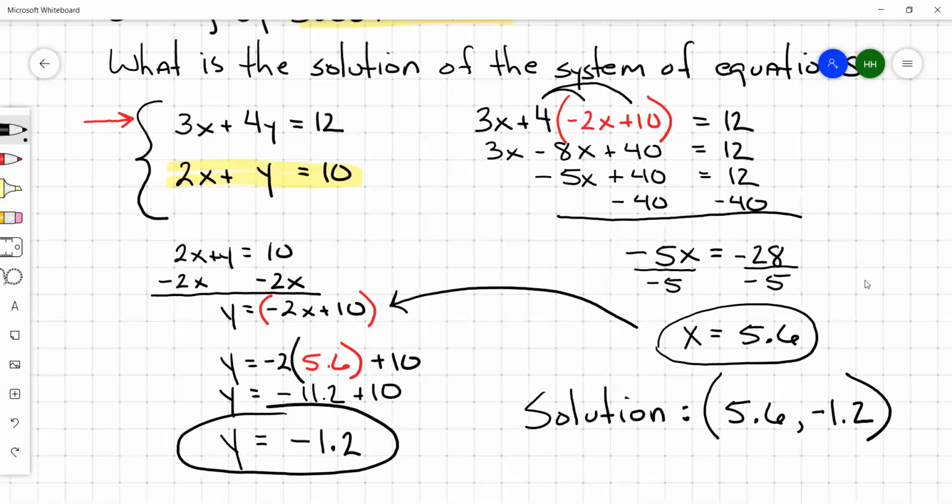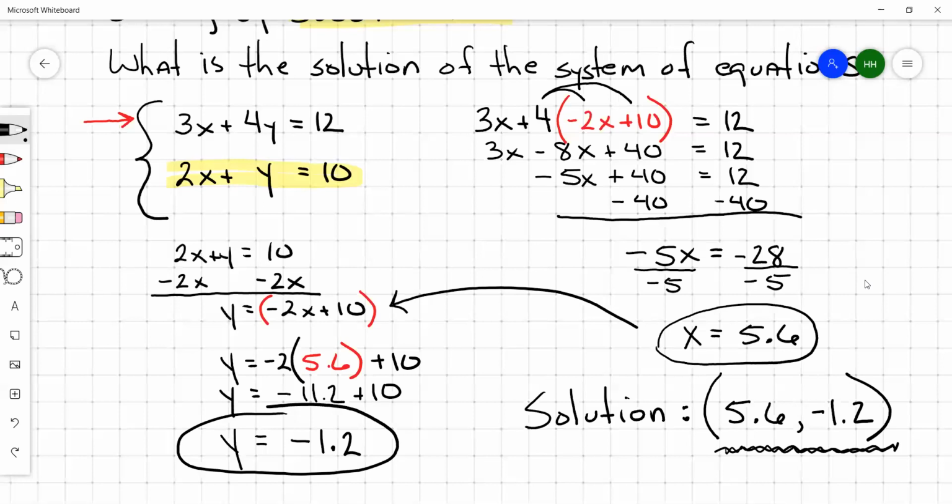And what that means is that if you were to graph these two equations that we started with on the coordinate plane, they would intersect at this point, 5.6 and negative 1.2. Okay? That is their point of intersection. Does that make sense?